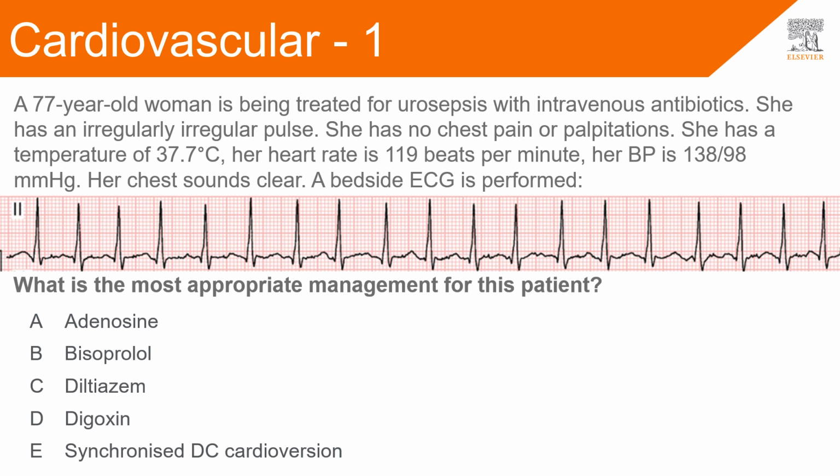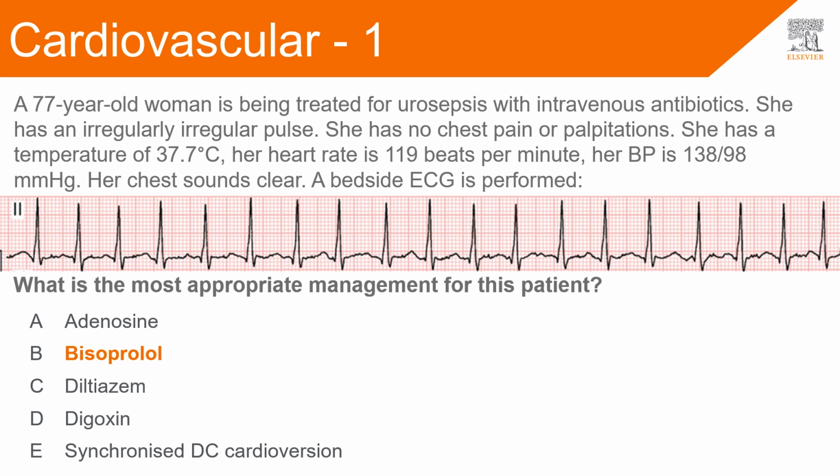So we have a 77-year-old female who has been treated for ongoing urosepsis with intravenous antibiotics. She has an irregular pulse with a lead 2 tracing that we can see. Temperature 37.7, heart rate 119, blood pressure 138/98, and her chest sounds clear. Now, what do you think you want to do for this particular individual? Have a think, and we'll go through the correct answer now. The correct answer is bisoprolol.